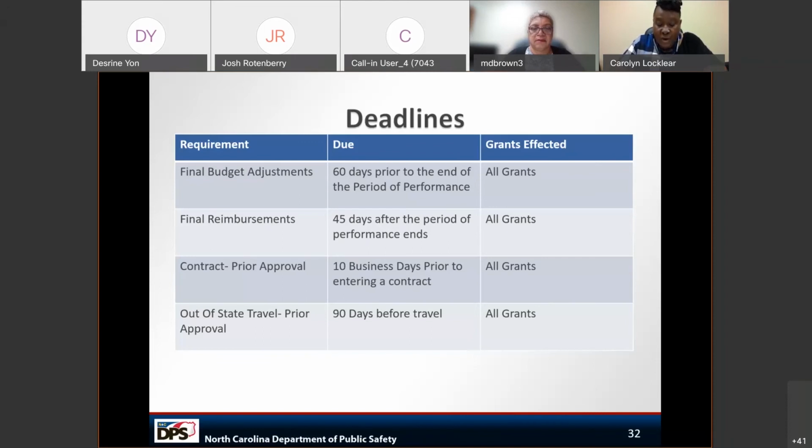Also, out-of-state travel, if at all possible, and I know we had some deadlines this year because things got canceled and all that. Out-of-state travel, you need to give us 90 days. You should know 90 days out that a conference is going to be starting and who you need to send.